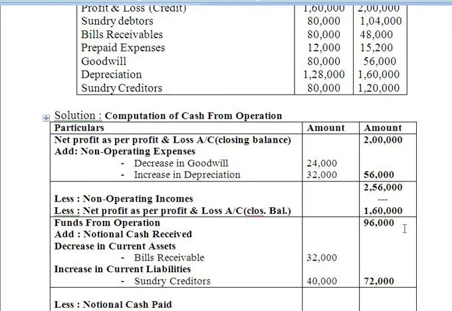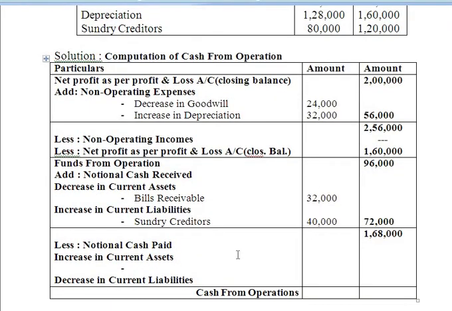So 96,000 plus 72,000, the total will be 1,68,000. From this 1,68,000 we need to deduct what? Notional cash paid. In notional cash paid, what do we have to take? Increase in current assets. Increase in current assets we have to take in notional cash paid.